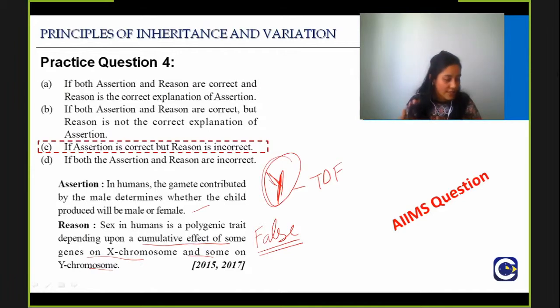For all those who answered A, Shivani, Ramesh, Srivatsan, Lakshmi, guys, is it clear? Sex in humans is not a cumulative effect. Only and only the Y chromosome will determine that.